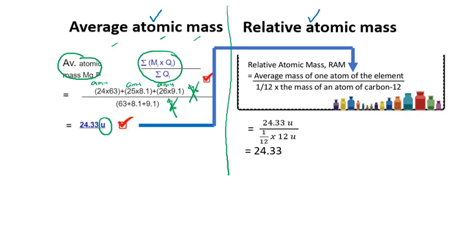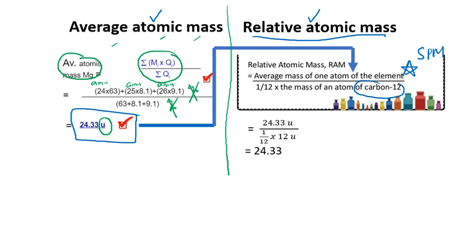So how about if the question asks you to determine the relative atomic mass? Basically, you have to use the answer for the average atomic mass and then apply the formula. This is what you learned in SPM, where you compare with the mass of carbon-12. So 24.33 AMU multiplied by 1/12 of the mass of an atom of carbon-12, which is 12 AMU. In this case, the unit AMU can be cancelled out, and 1 over 12 and 12 can be cancelled out.